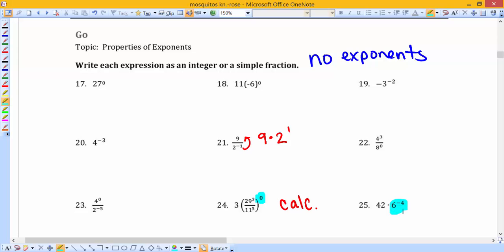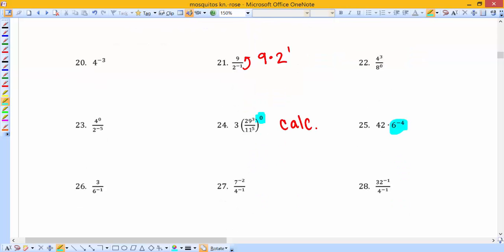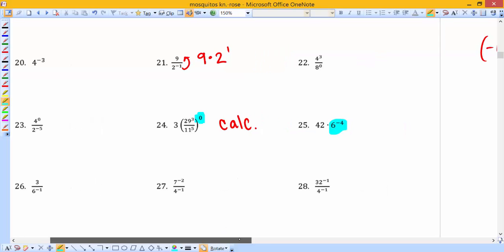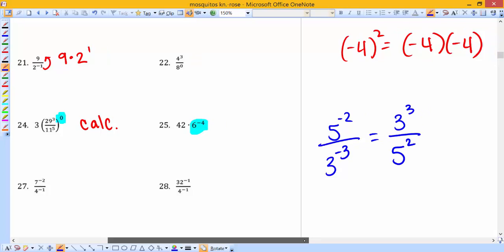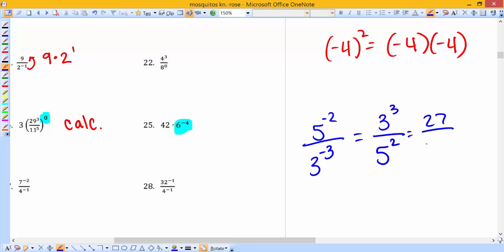25, make sure you do the exponent first. So I'm highlighting some of the things that need to stand out. I think that's pretty much it. 27 and 28, you have a double negative. So if I have a 5 to the negative 2 and a 3 to the negative 3, you're actually going to reciprocal the whole thing. So this would be the 3 on top and the 5 on the bottom. And then you can figure this out. This would be 27 over 25, and then you would be done.